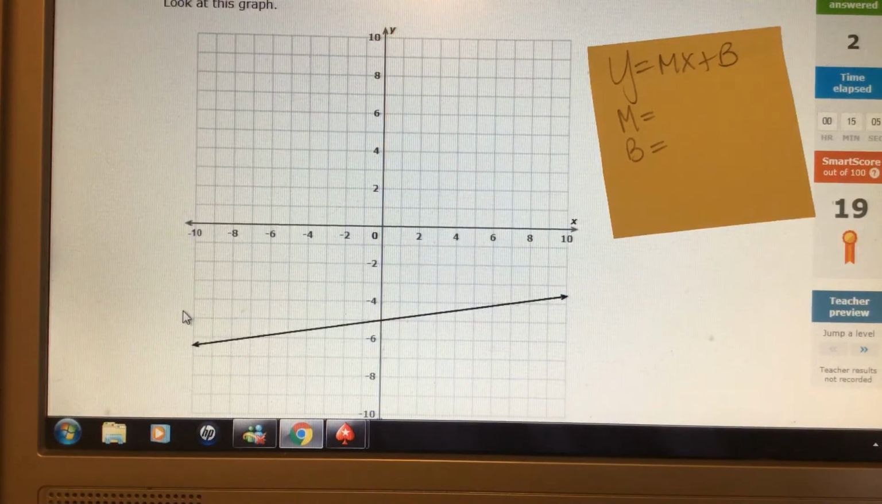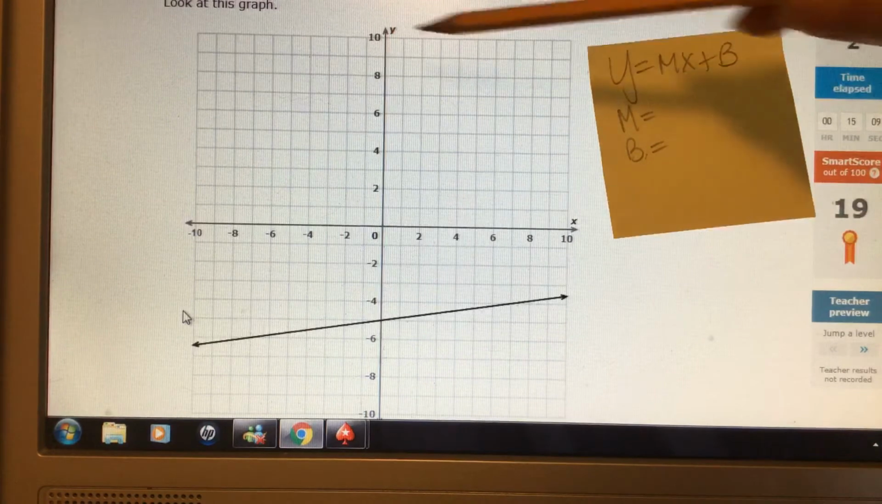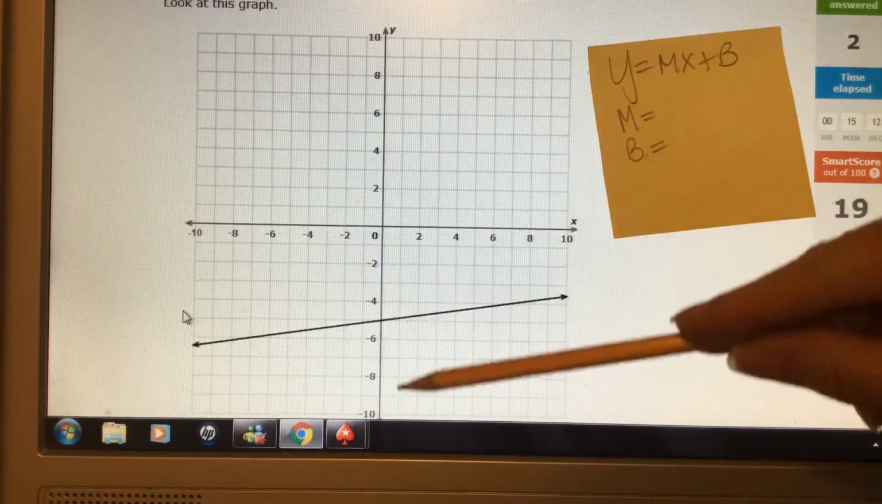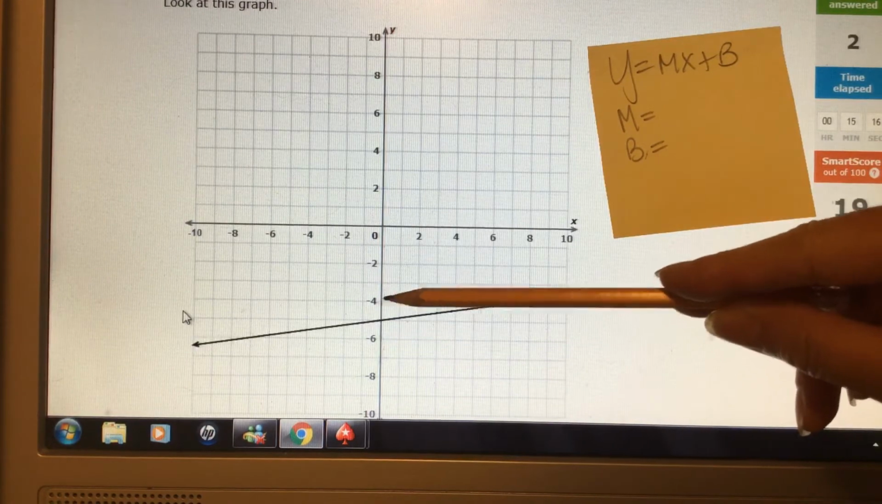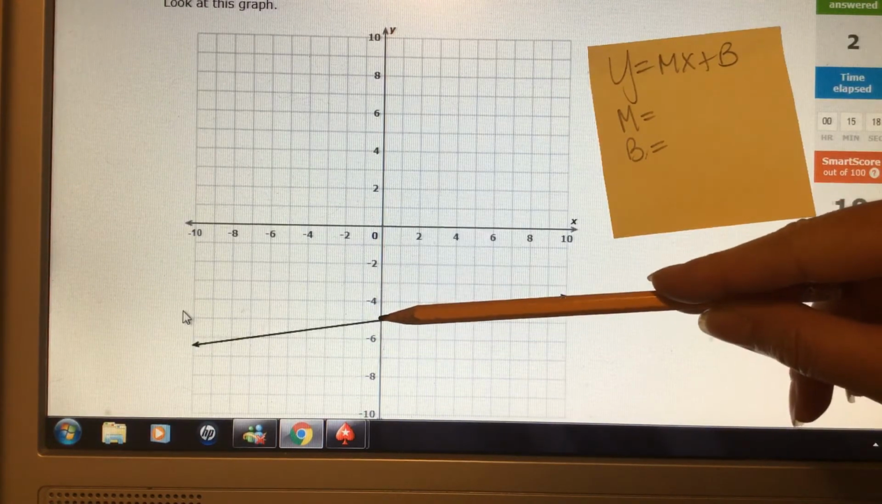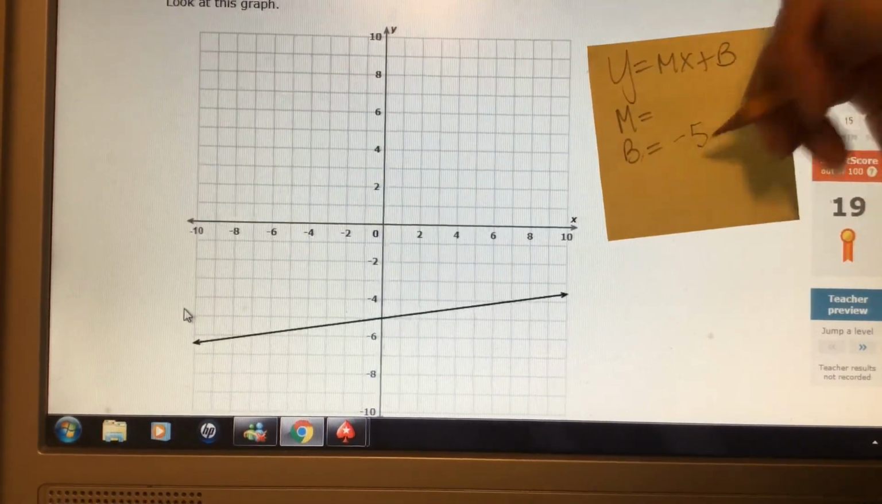Okay, so first things first, we find our b. Where does the line cross the y-axis? The y-axis is the vertical axis. Notice it crosses in between these two numbers. So if this is -4 and this is -6, this has to be -5. So my b is -5.